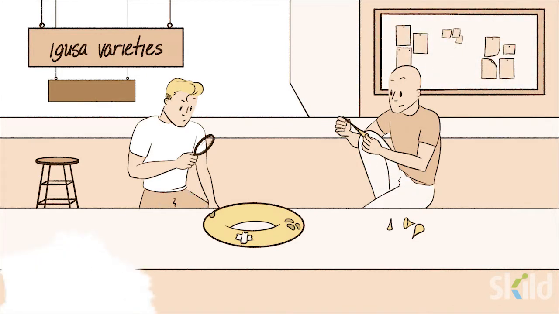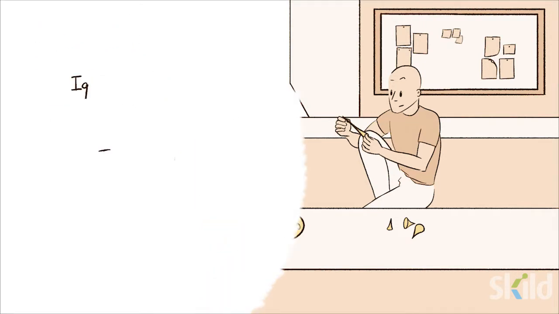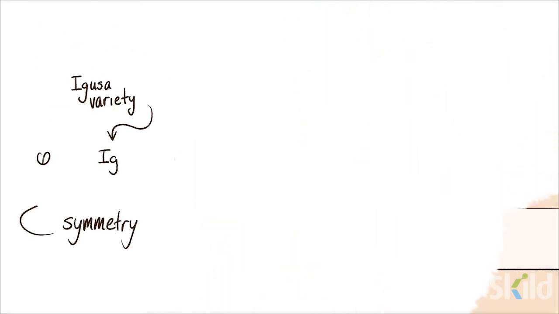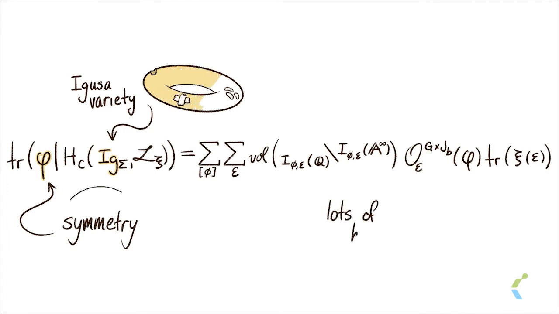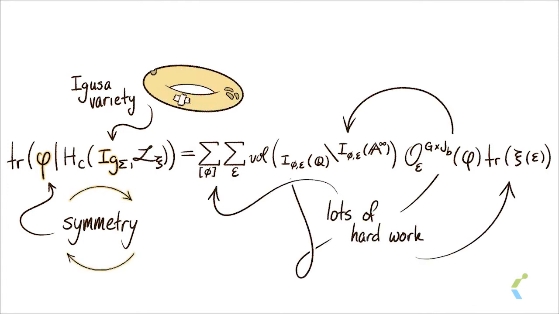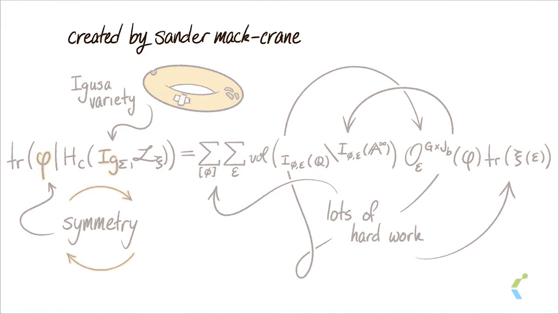So just to give you an idea, here's where we're at. Here's your Igusa varieties, here's your symmetry, and this is what it looks like. Which, okay, may not look like much, but this is only part of the story. This is the hard work it takes before we get to a simple answer. There's a nice simple answer out there, and we're well on our way. And when we get there, we'll let you know.